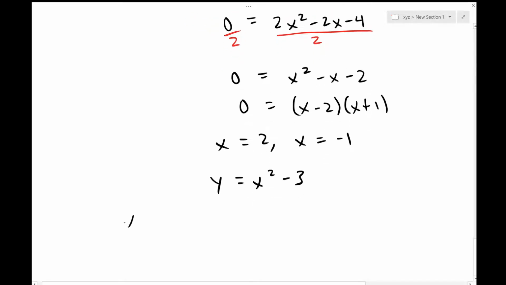So when x is equal to 2, we would have y is equal to 2 squared minus 3, which of course is just 4 minus 3, so it would be 1. And so that would correspond to the point (2, 1).